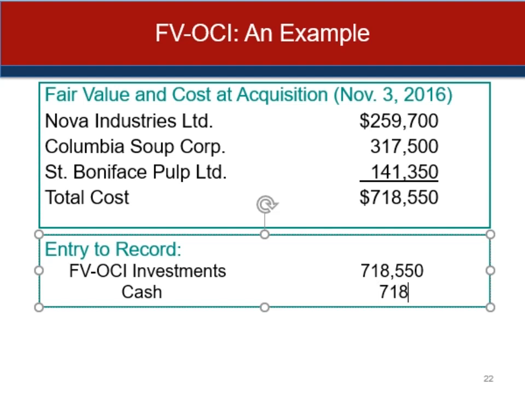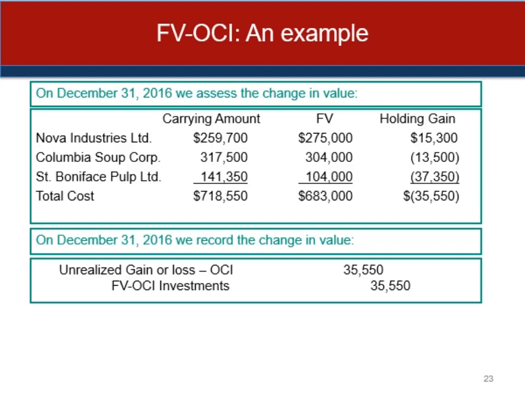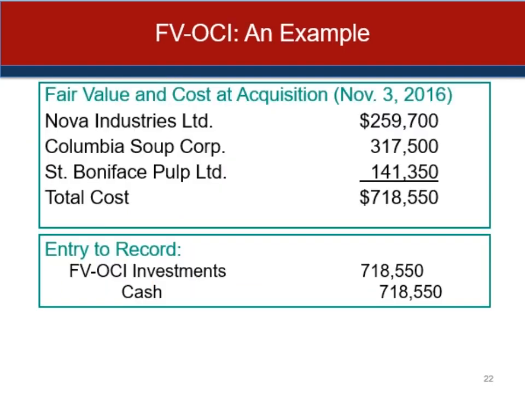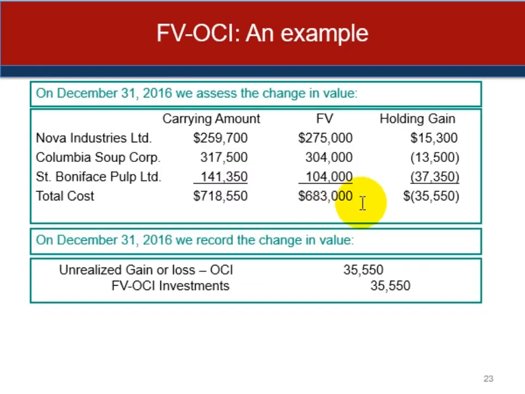I'm not sure I have room to put the whole thing in here. There, modified. Excellent. So we purchased them for cash on November the 3rd, 2016. So the carrying amount is shown as $718,550.